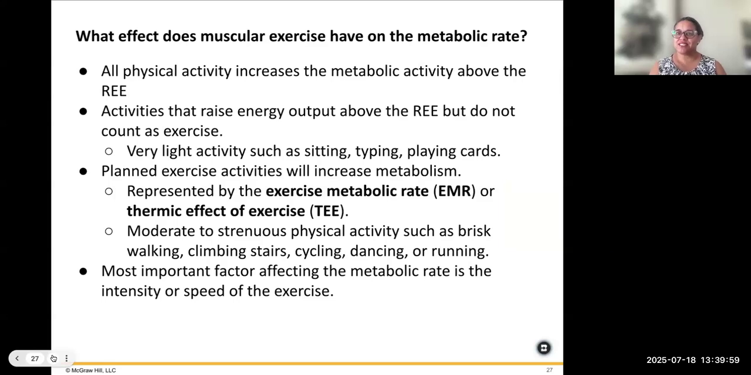So what effect does muscular exercise have on the metabolic rate? All physical activity increases the metabolic activity above the REE, the resting energy expenditure. Activities that raise energy output above the REE but do not count as exercise are very light activities such as sitting, typing, playing cards. Planned exercise activities will increase the metabolism even more, represented by the exercise metabolic rate or the thermic effect of exercise. Moderate to strenuous physical activity such as brisk walking, climbing stairs, cycling, dancing, running, or anything more strenuous than that. The most important factor affecting the metabolic rate is the intensity or speed of the exercise.